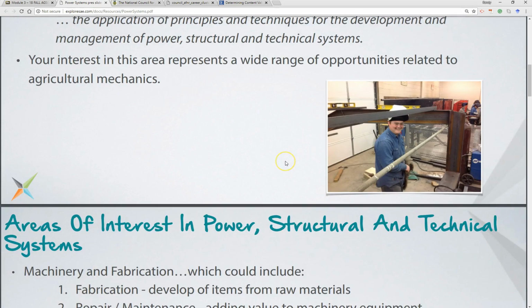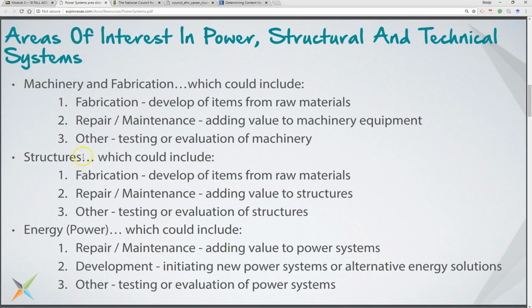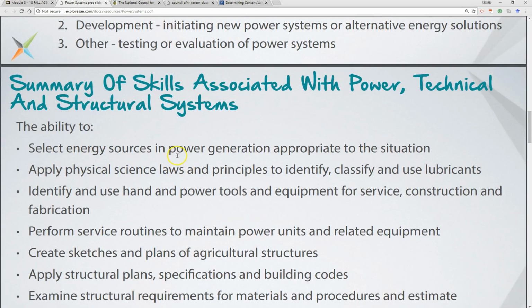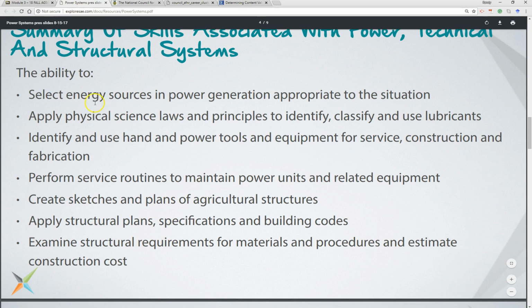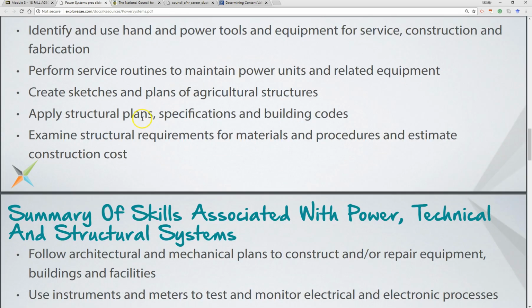This one relating to the ag mechanics side, it'll say which could include. So here are some examples of what it could include. We have machinery and fabrication, structures, energy, and then here we have some of the skills associated, the ability to. And what you might notice is that these phrases, these actions, and the ability, are actually going to match up, or you might find some similarities, I might say, with the National Council's content standards.